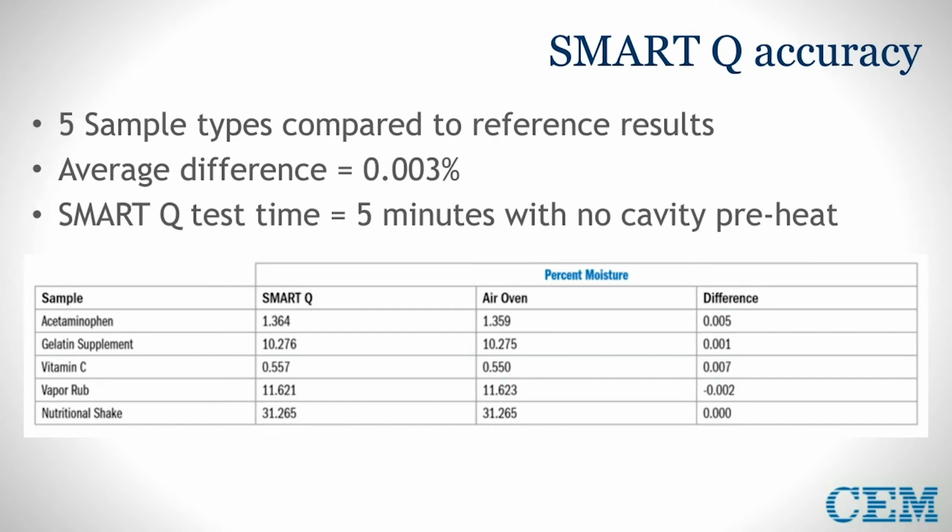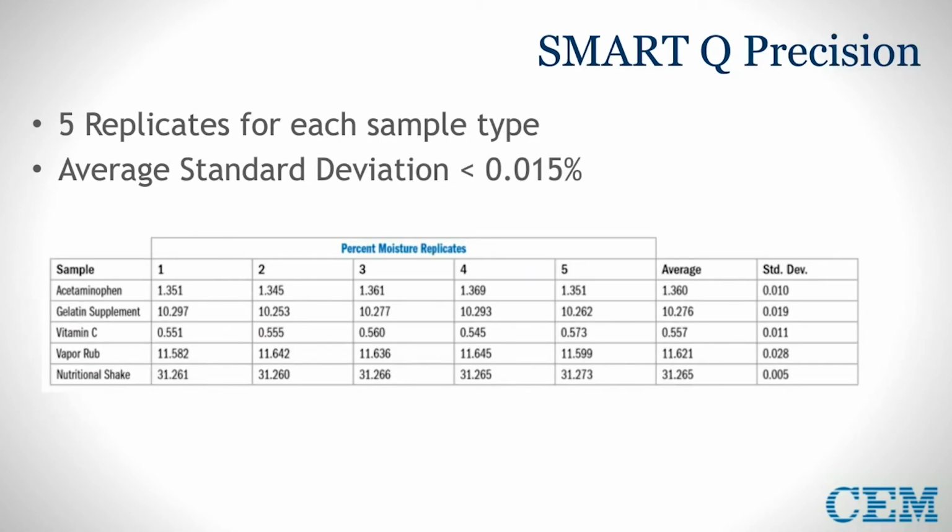Let's look at the reproducibility or the precision of the Smart Q. So here are each of the individual 5 replicates, and we can see here standard deviations are very low. On average, they're less than 0.015%. So we've got good accuracy and good reproducibility, and all doing this in about 5 minutes.